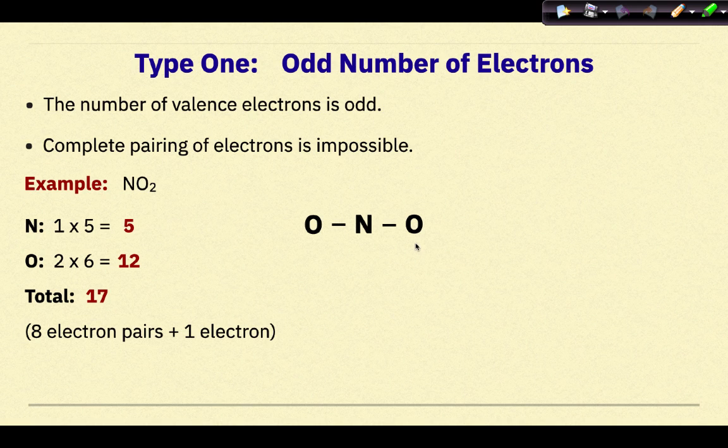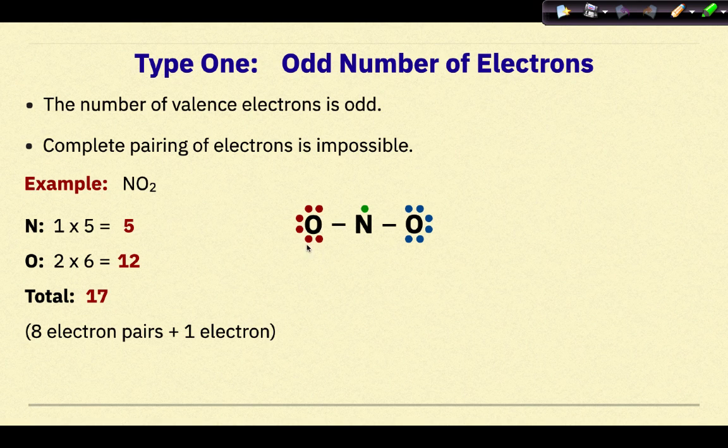So let's start putting these 6 electron pairs around each oxygen. So 1, 2, 3, 4, 5, 6, and then we put the 1 extra electron on the nitrogen. Now this would be good, but you'll notice that the nitrogen is not just slightly deficient, it's severely deficient because it only has 5 electrons out of the 8 that are necessary.